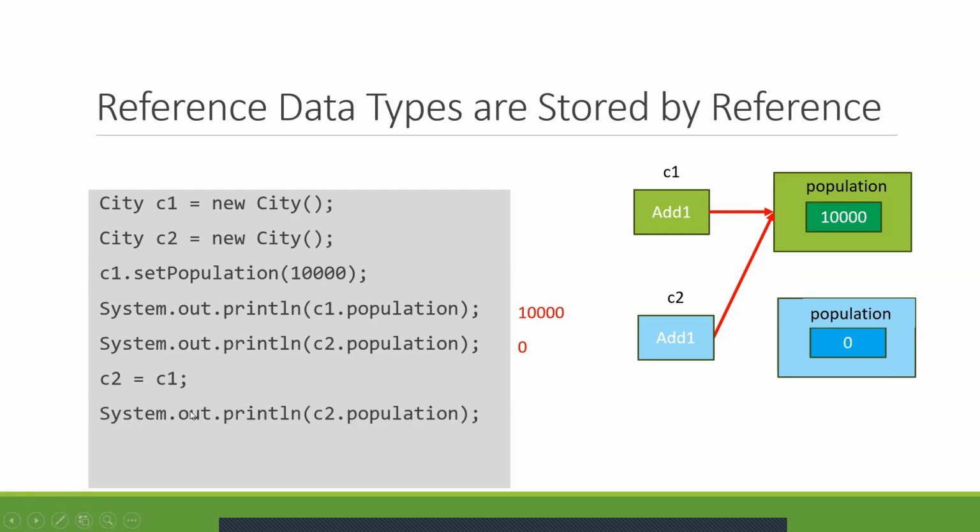Now if we print C2.population, what should we get? C2, come here, read the address, go to address 1. So it will go over there and print 10,000 for us. I hope this concept is very clear: primitive data types store the value, whereas reference data types store the reference, or the address where the value is present.